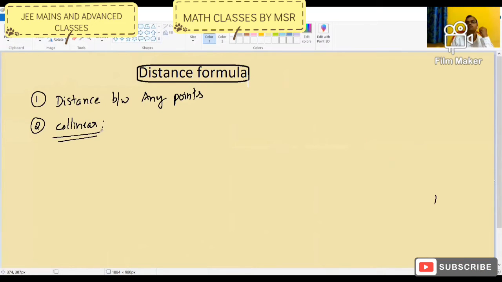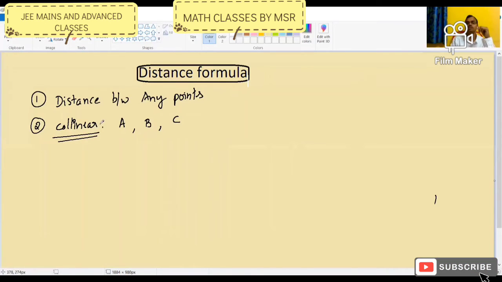Whether the given 3 points or 4 points, whatever it may be, are collinear or not, we have to decide by using the distance formula itself. Suppose A is a point, B is a point, C is a point. How can you decide whether A, B, C are collinear or not?